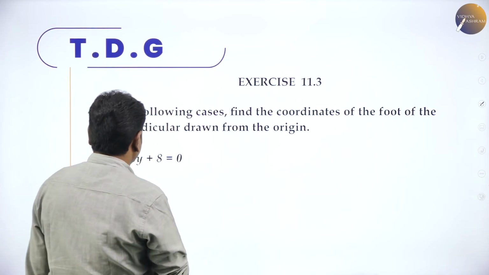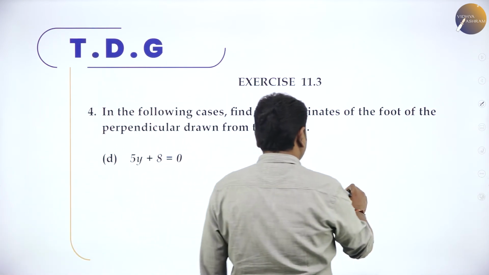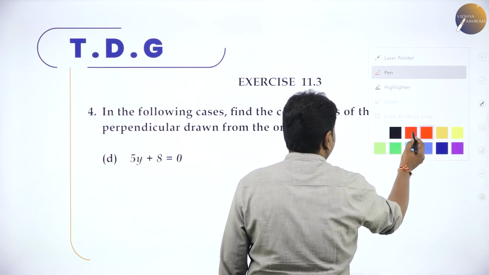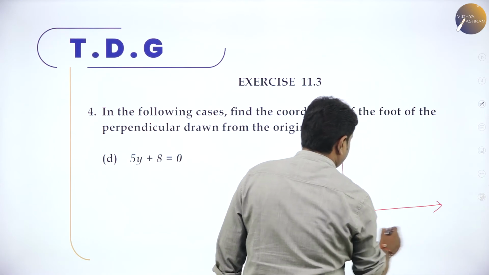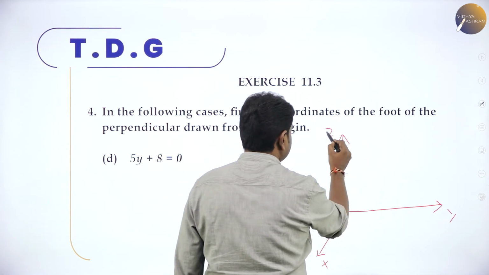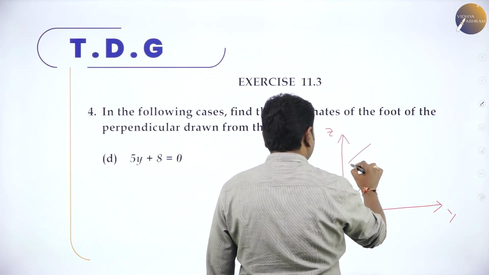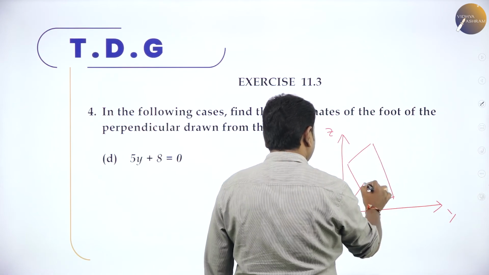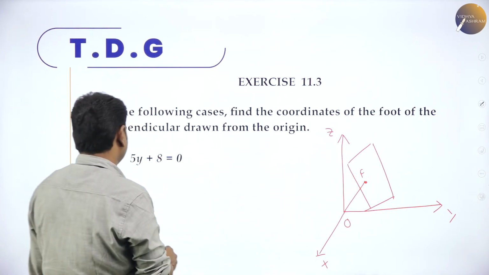And the last problem, interesting. Again they want the coordinates of the foot of perpendicular. The game is the same: 3 dimensions, so we take the x axis, y axis, z axis. This is the origin. From the origin to the plane, I'll draw a perpendicular. This is a plane, and I'm drawing the perpendicular that touches at the foot. So now I should create the equation of OF.